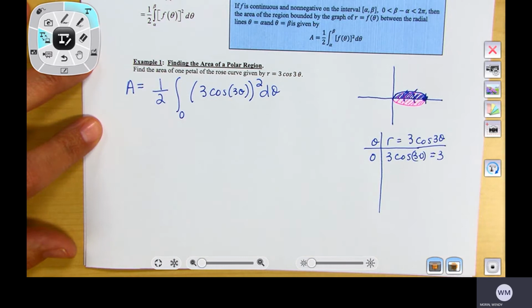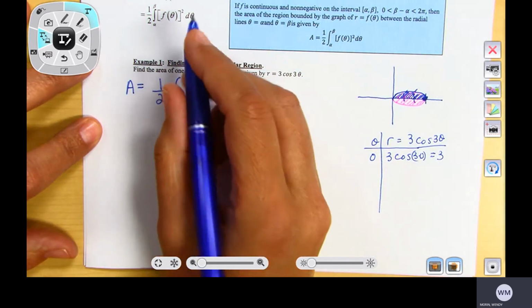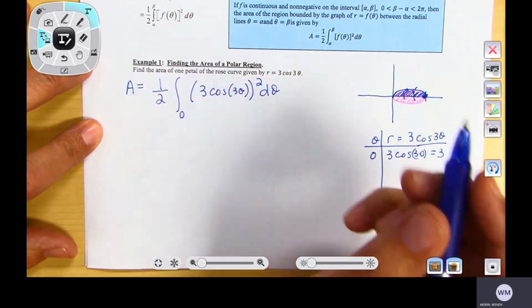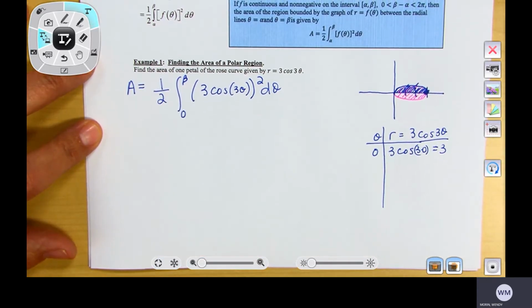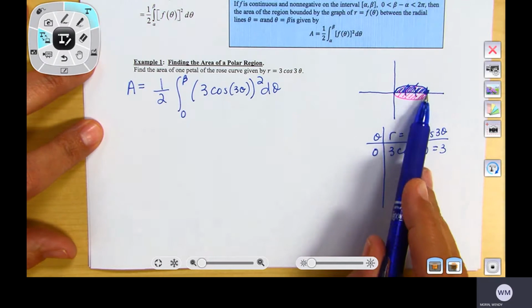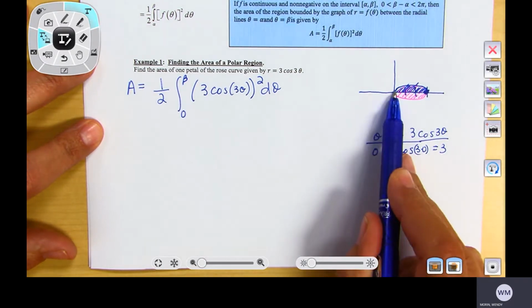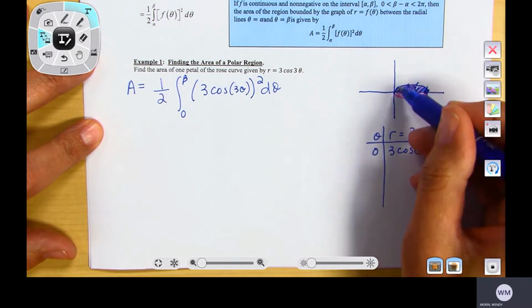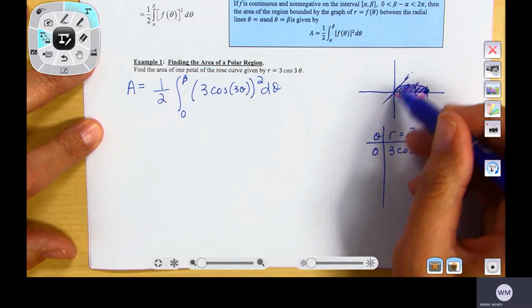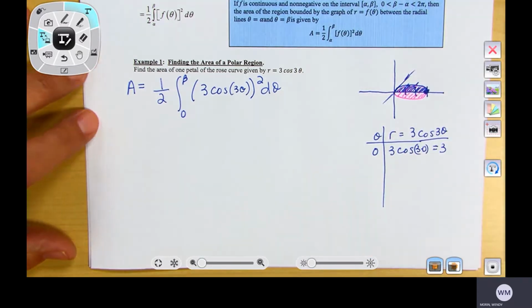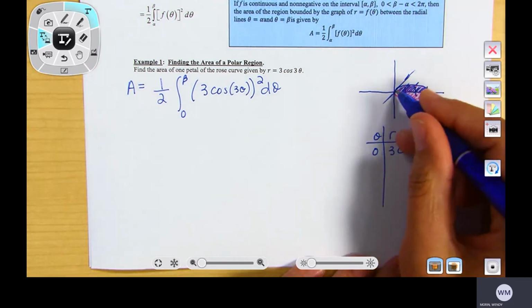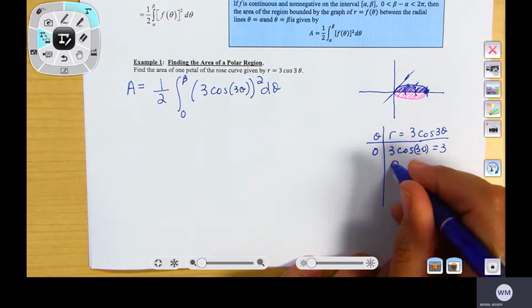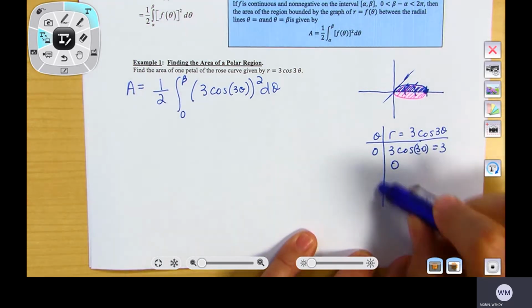Okay, well, where are we going to end? That's the question. Well, I'm not really sure, but I know that the theta from here to here is going to be something. So I can actually calculate that theta. So basically what you're trying to figure out is what is the theta when it gets back to the pole? So what is the theta when your radius is 0?